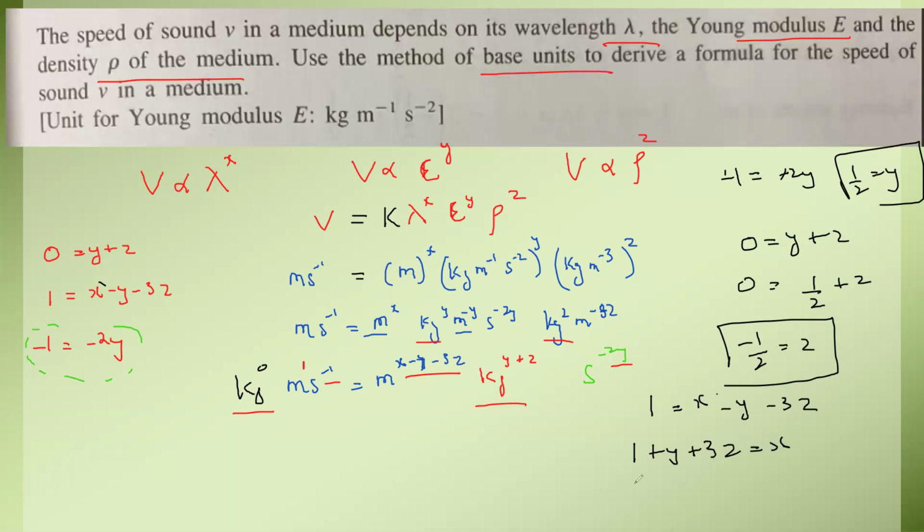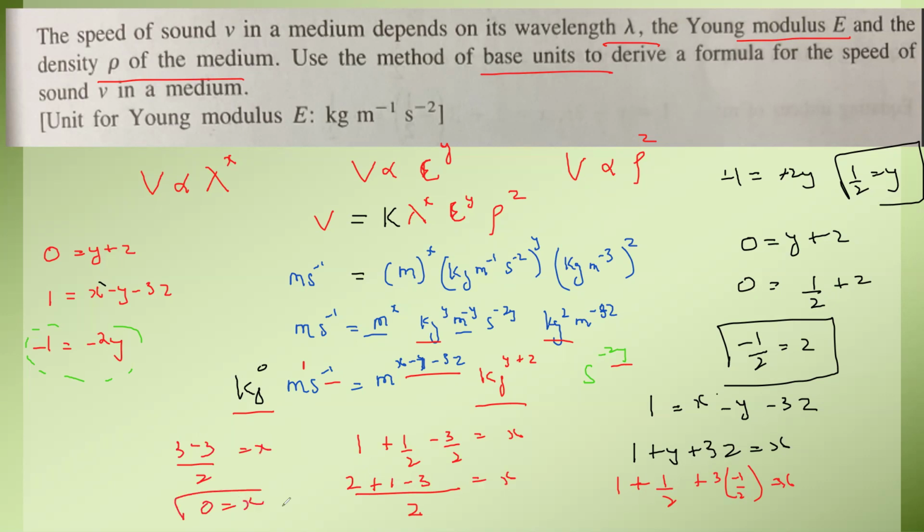So this will be 1. The value of y is half, 1 by 2. The value of z is negative 1 by 2. So I will substitute: 1 plus 1 by 2 minus 3 by 2 is equal to x. When we simplify, we have 1 plus half minus 3 by 2 equals x. 2 will be the LCM. So when we simplify, this will be 2 plus 1 minus 3 divided by 2 is x, so x is equal to 0.